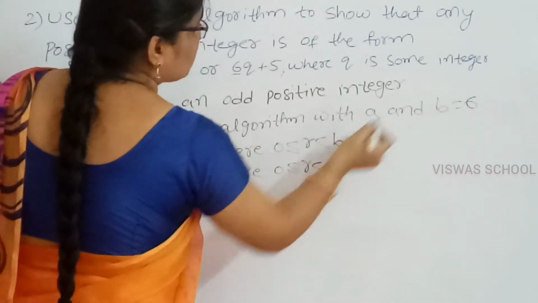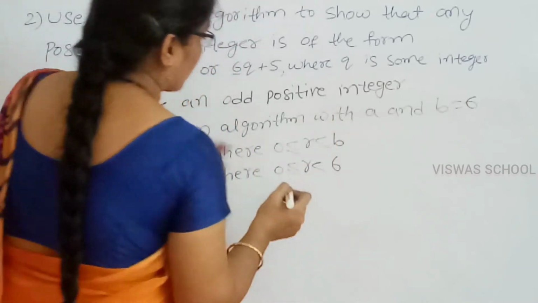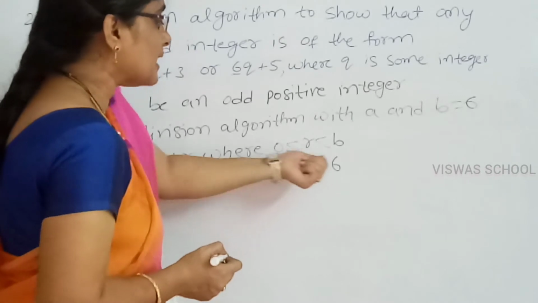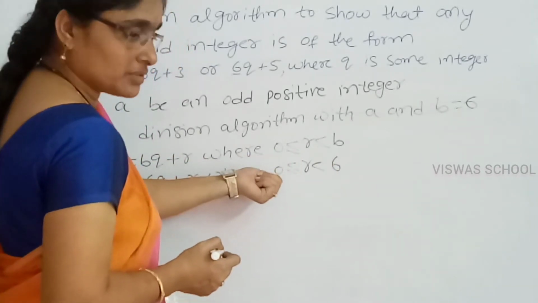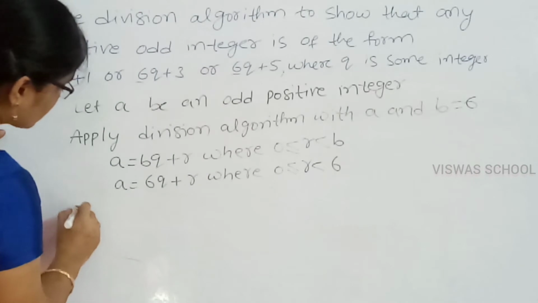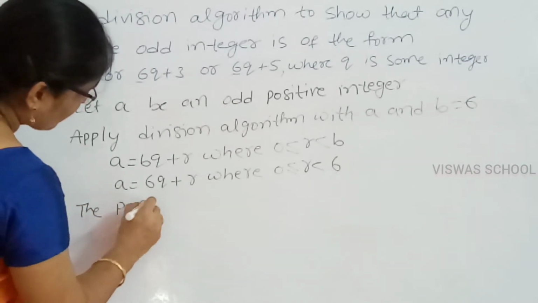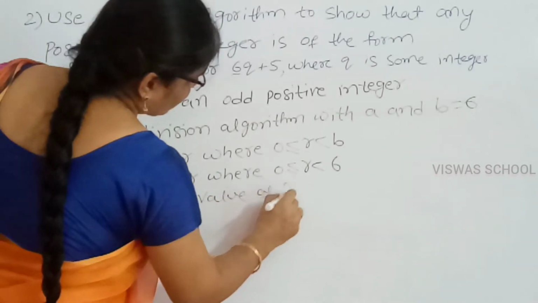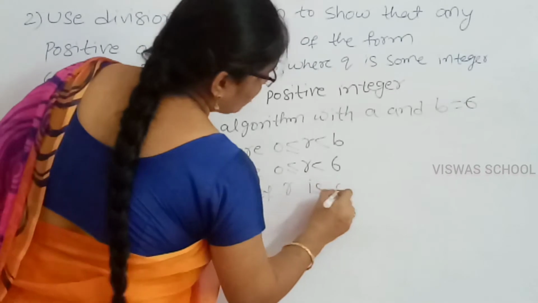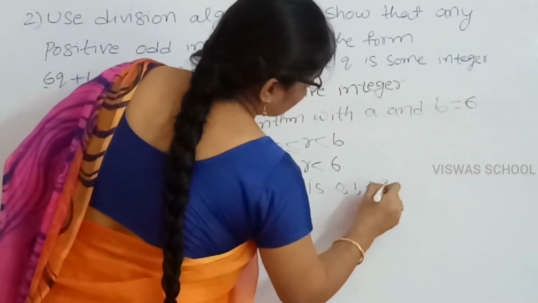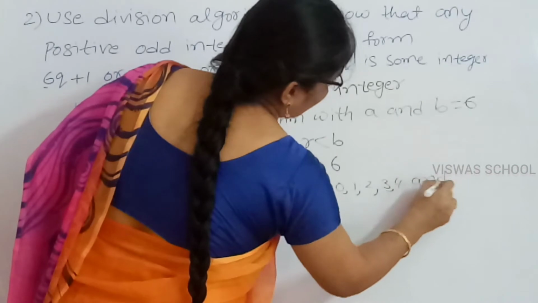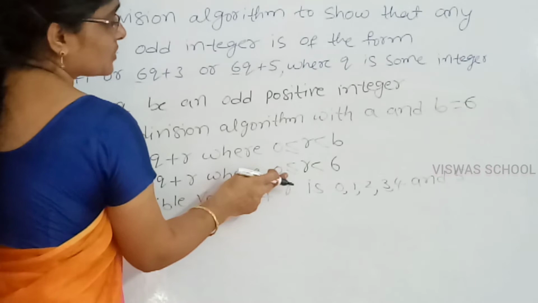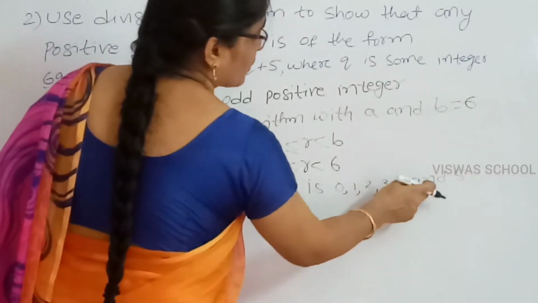r is less than, b value is what? 6. Okay, b value is 6. That means r values are what? Less than 6 and including 0. That is, the possible values of r are 0, 1, 2, 3, 4 and 5 because it is less than 6 and this is including 0.